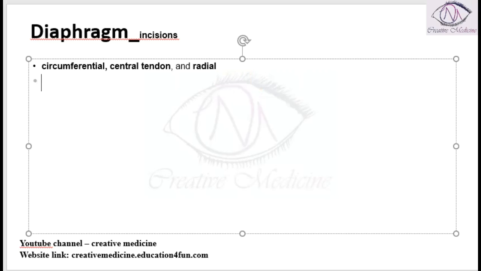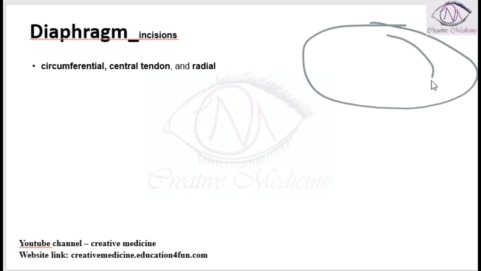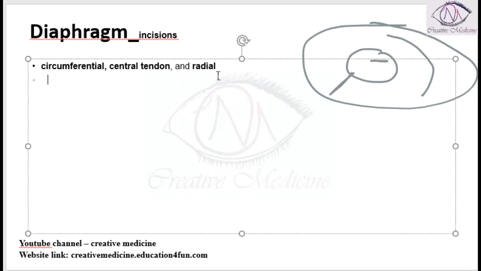Okay, so it's simple. If this is the diaphragm, circumferential incisions are like this. Central tendon incisions are those which are put on the central tendon, and radial incisions are transverse like this. So we will see each of them in detail.